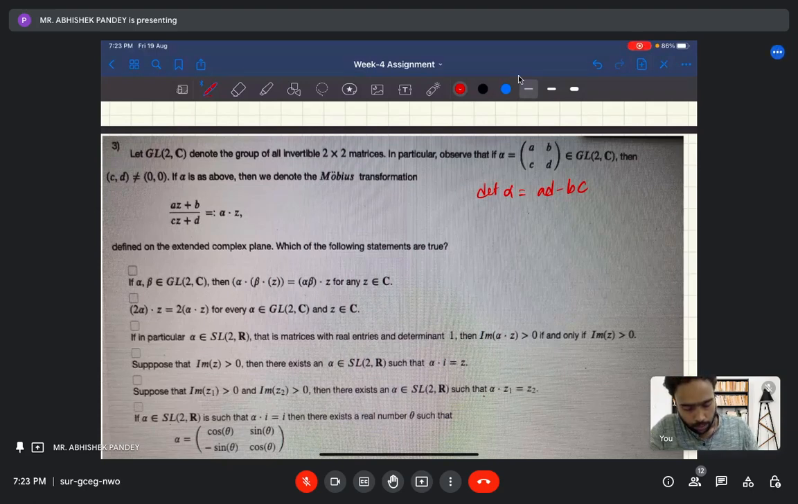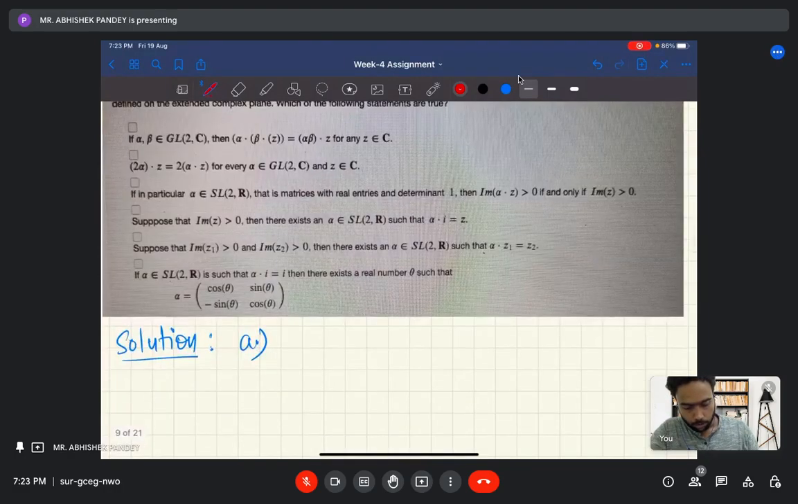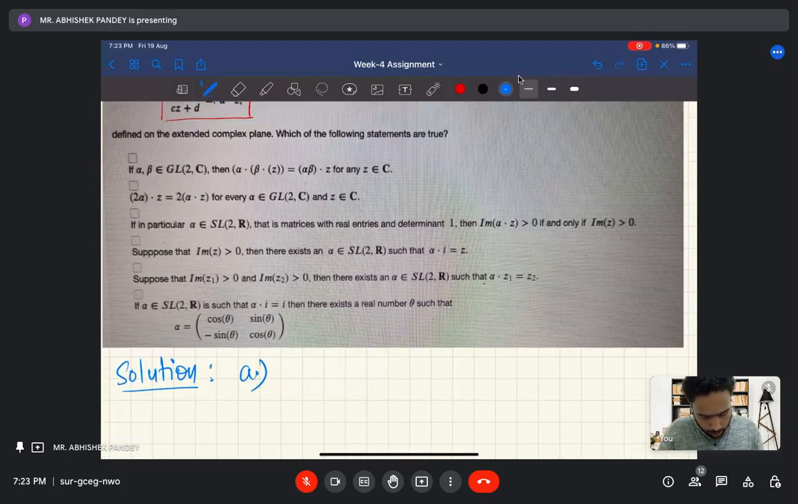If alpha is as above, then we denote the Mobius transformation alpha dot z equals (az plus b) upon (cz plus d). So now let us look at the first option. So the first option is saying if alpha comma beta belongs to GL2C.